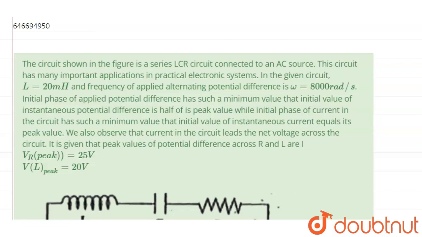The circuit shown in figure is a series LCR circuit connected to an AC source. This circuit has many important applications in practical electronic systems. In the given circuit, L is equal to 20 mH and the frequency of applied alternating potential difference, omega, is equal to 8000 radian per second.